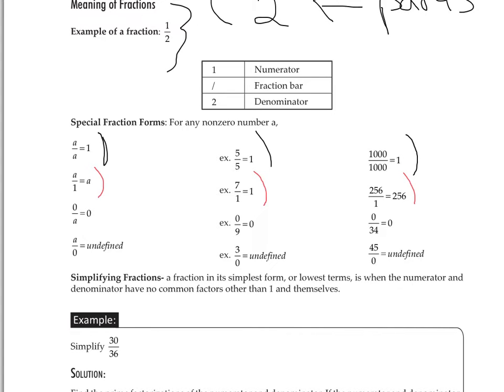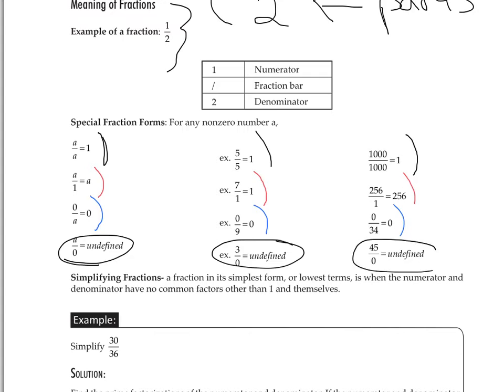Any fraction that has 0 on the top is equal to 0. 0 divided by A, 0 divided by 9, 0 divided by 34, all equals 0. Any fraction that has 0 in the denominator is undefined. It doesn't matter whether it's a variable in the numerator or a number, a 0 in the denominator makes a fraction undefined.